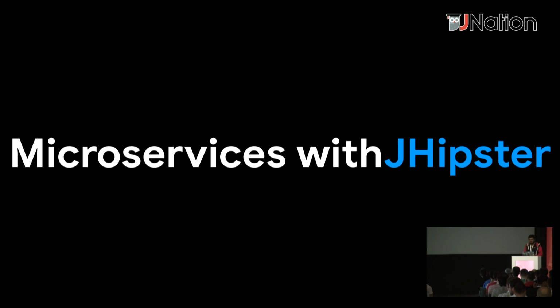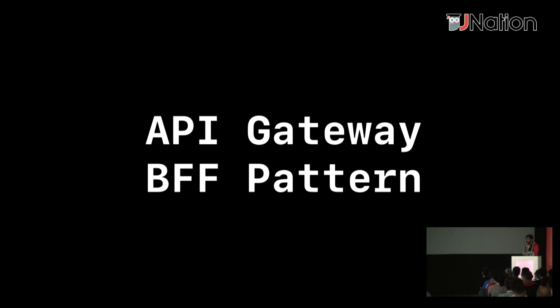So what is a microservice? What do we generate with JHipster? JHipster is actually Java hipster, which generates a full stack application. And you can choose between various options like microservices or monolith, or a UAA server, or an authentication server, things like that. And you can also choose between Angular and React for generating an application. So the pattern that we have in JHipster is creating something called an API Gateway or BFF pattern.